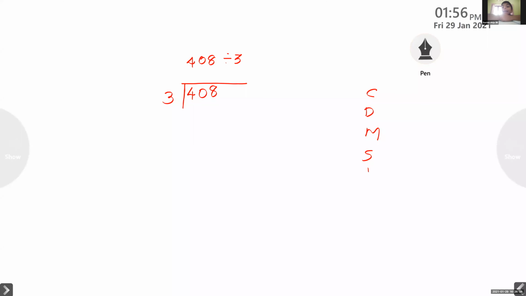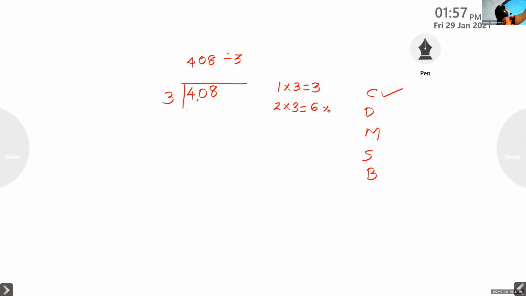You have to write the table. Here the divisor is 3. 1 three is 3. 2 threes are 6. Here our dividend is 4. Can we take 6? No. We already got 6, so we can stop writing the table. We cannot take 6 because it is greater than 4.